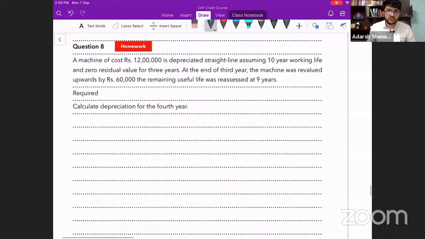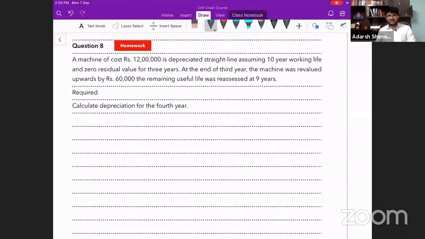Question number 8. I want you to do it now and tell me the answer. It's a very similar question. I've got 6, 7 answers. Depreciation for the 4th year is.